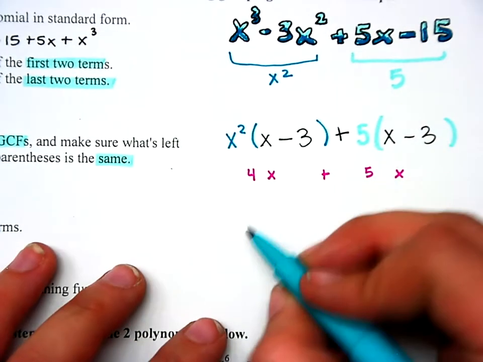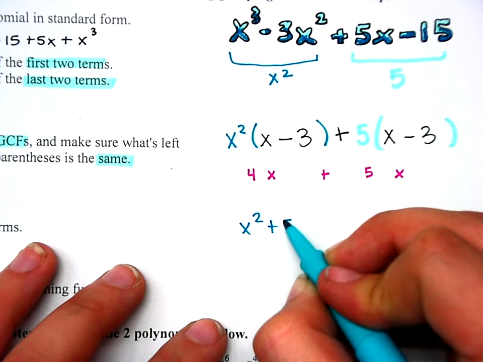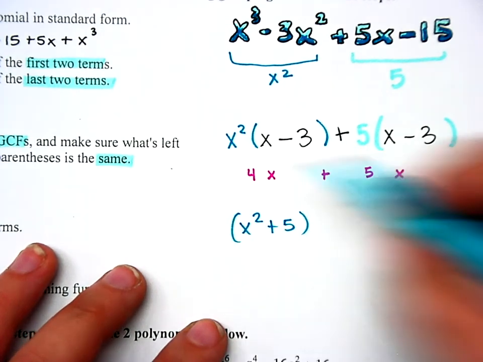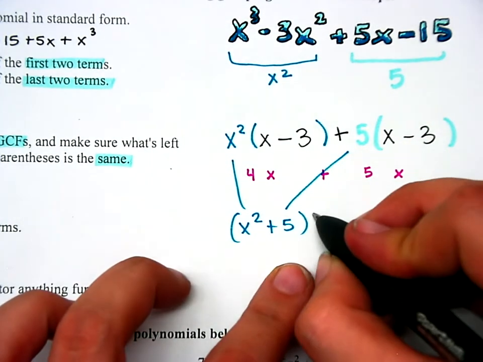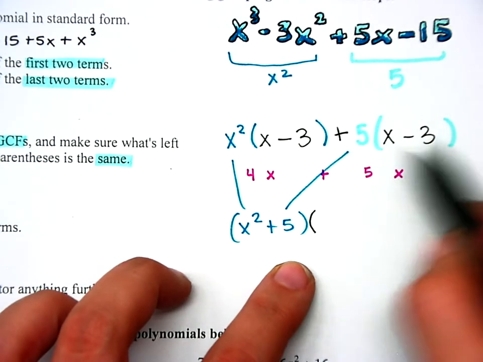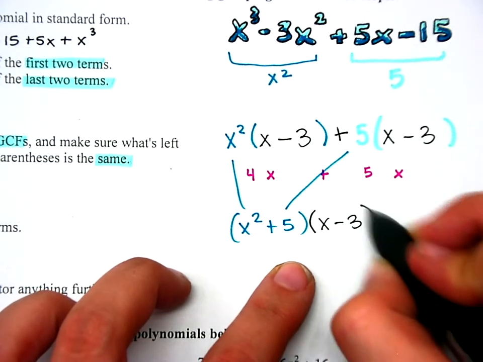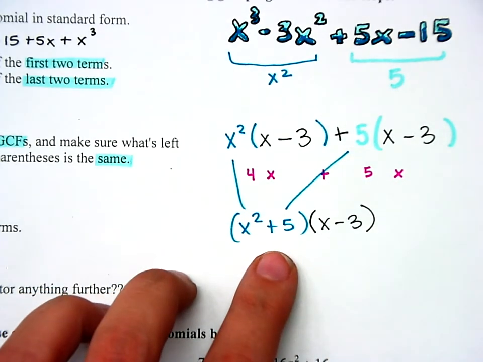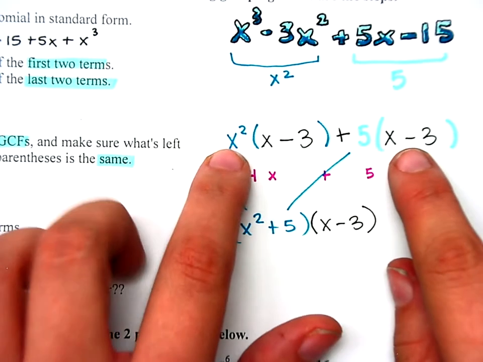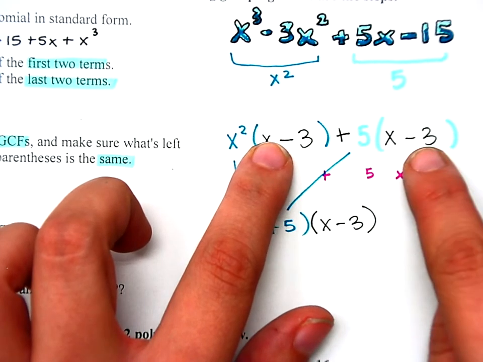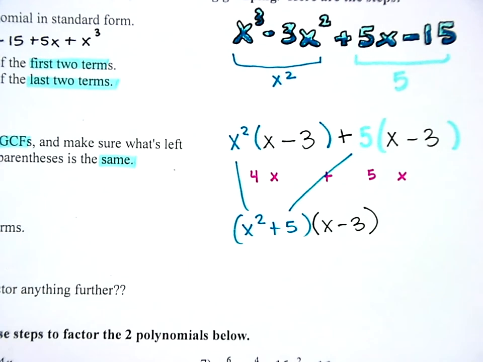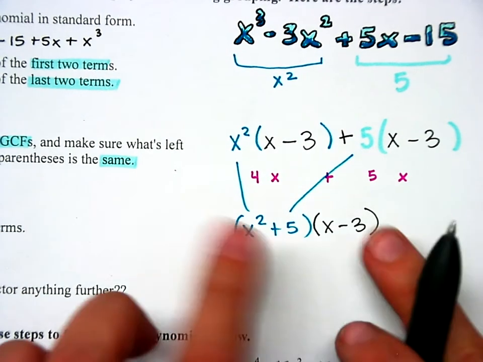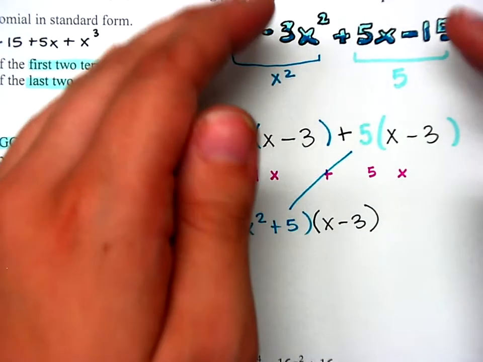I'm going to do x squared plus 5. That's these 2 right here. And then times, and then the term that was the same, the like term. Okay, so this is the same thing as if I had like 4x plus 5x. It's going to equal 9x. That's how we look at grouping. Okay, so now I have completed the grouping steps.